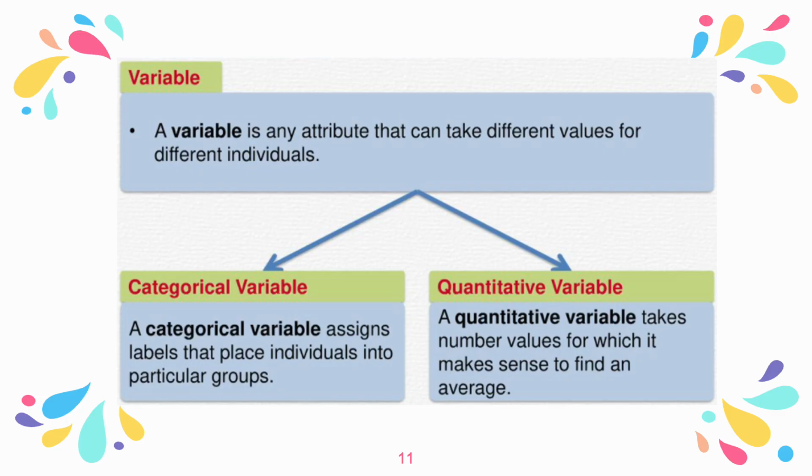Variables can be categorical or quantitative. Categorical variables describe qualities or labels, like eye color or brand preference. Quantitative variables are numerical, like height or test scores.